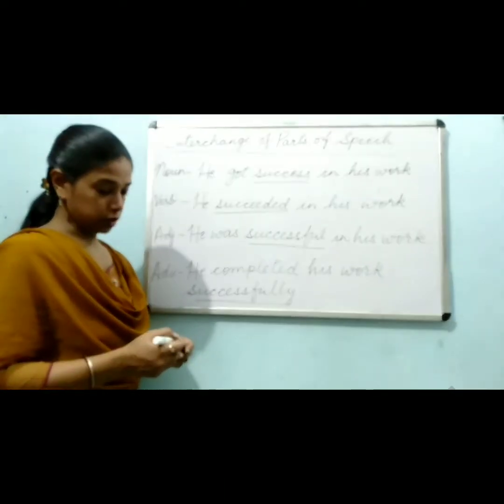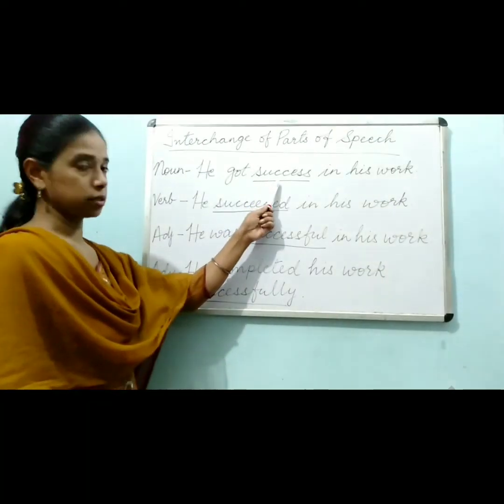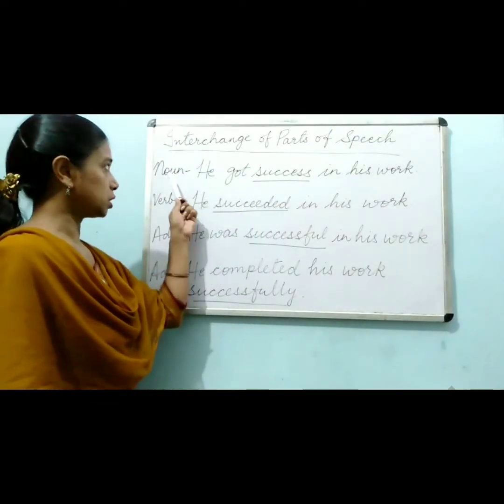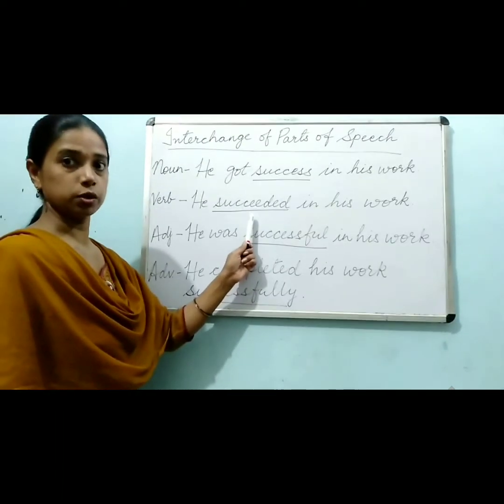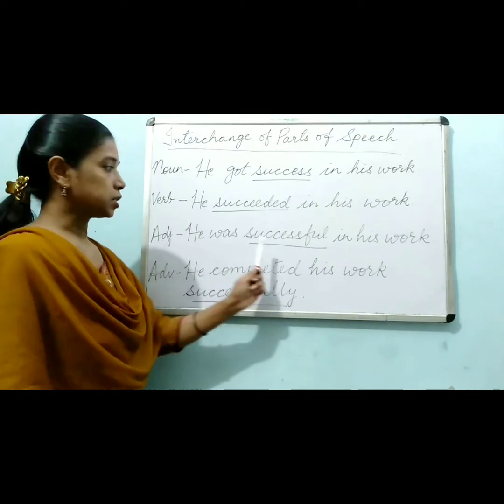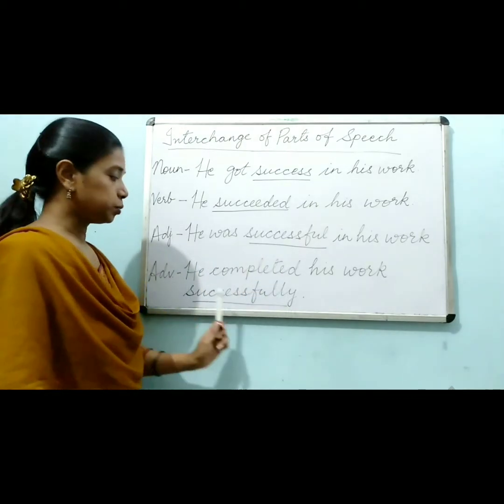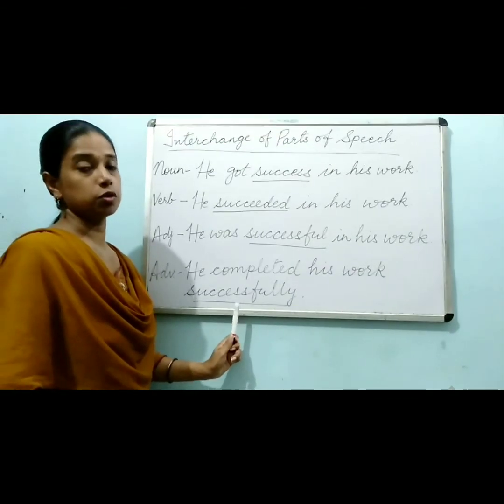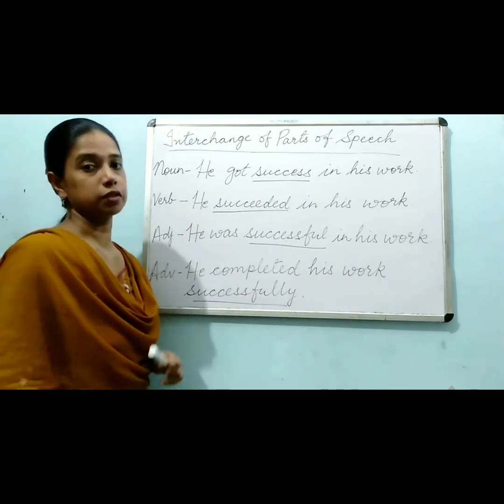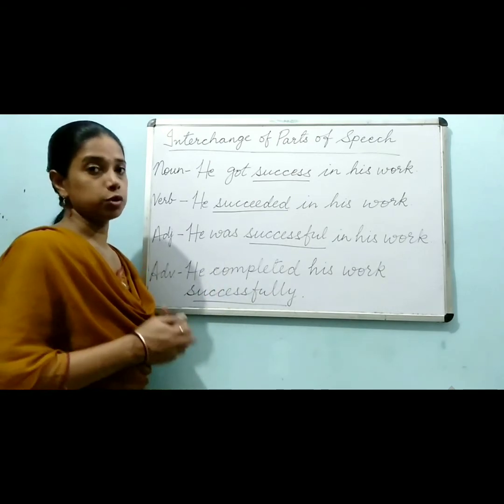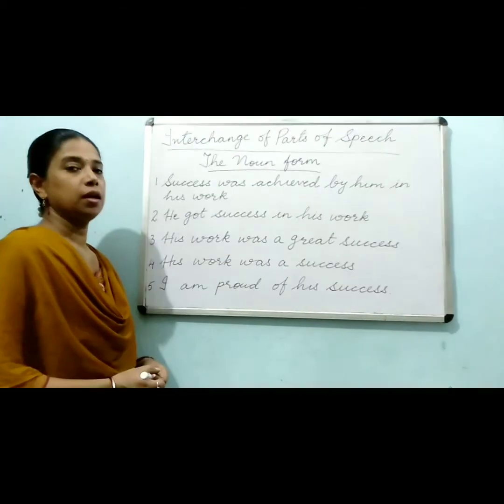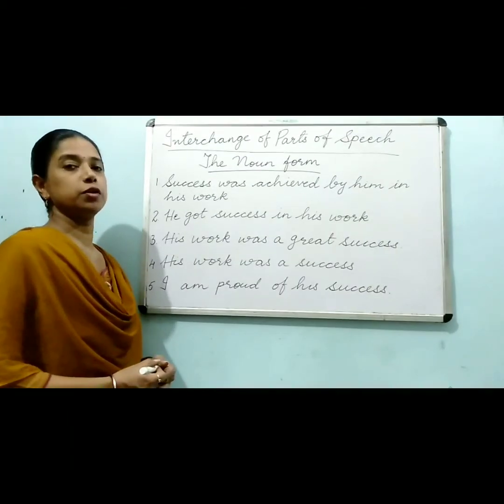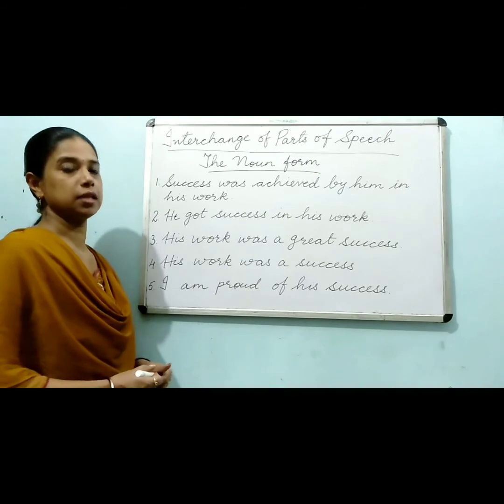So in this way, children, you should know the words used in the different forms. The noun form is success, verb form is succeed or succeeded, adjective is successful, and adverb is successfully. So you should know the words used in the different forms and how to use them in the proper place in a sentence.